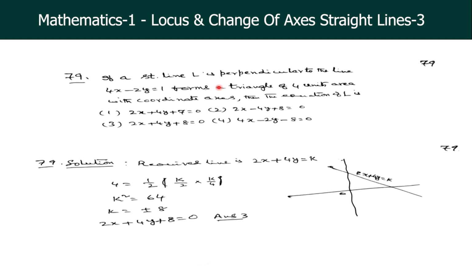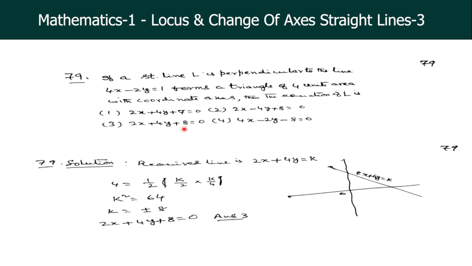If a straight line L is perpendicular to the line 4x minus 2y is equal to 1, and forms a triangle of 4 units area with the coordinate axes, then the equation of L is: 1) 2x plus 4y plus 7 equal to 0, 2) 2x minus 4y plus 8 equal to 0, 3) 2x plus 4y plus 8 equal to 0, 4) 4x minus 8y minus 8 equal to 0.